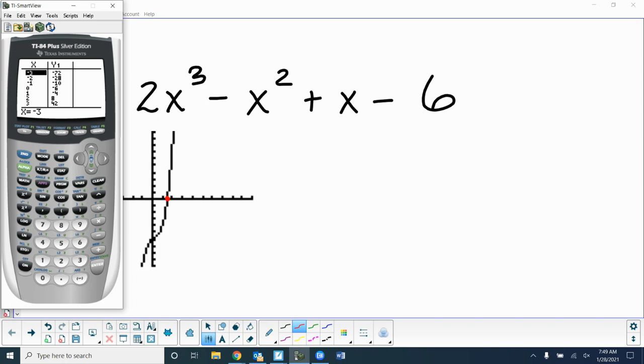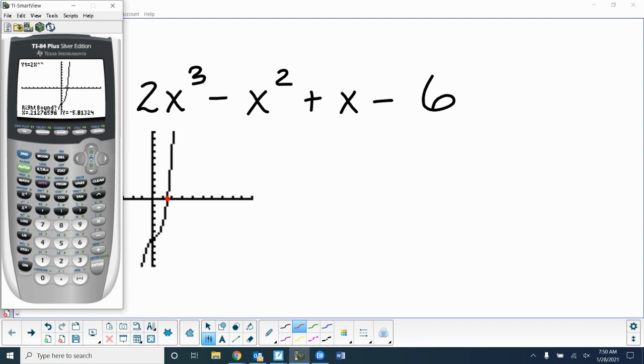Okay, the way to find it is go to second trace. All right, the button right next to graph. All right, and then we're looking for the 0. So I hit 2, and then it's going to be left bound. It's blinking down here. Is the cursor left of this point right now? Yeah, so I can hit enter right away.